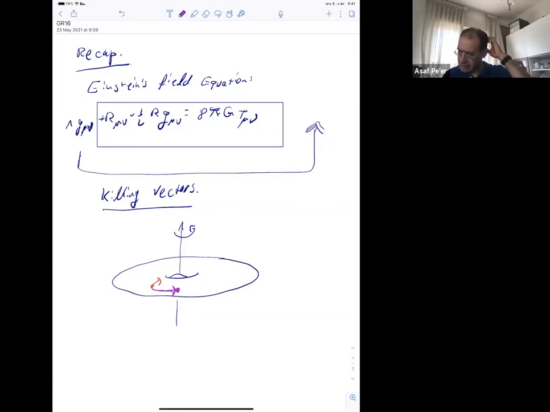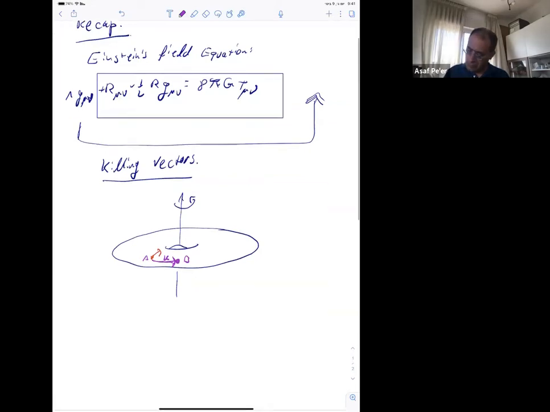And this vector K that took me from point A to point B is a Killing vector. And we derived the Killing equation, which is essentially the equation that any Killing vector will obey, which is nabla mu K nu plus nabla nu K mu is equal to 0.